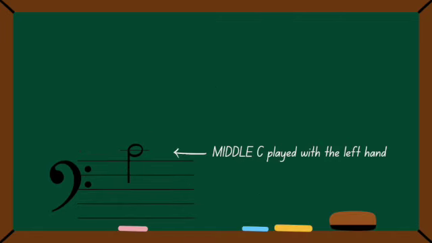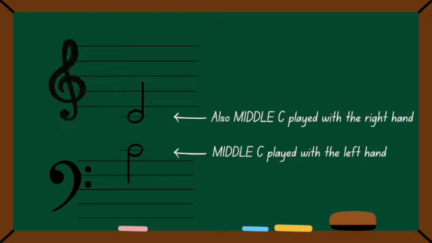This is what middle C would look like on the bass staff. And this is what it would look like on the treble staff. These are the same note. You would press the same key on the piano if you saw either of these in your music.